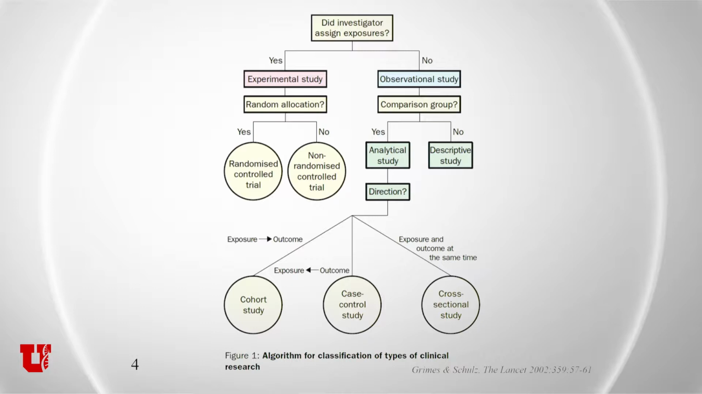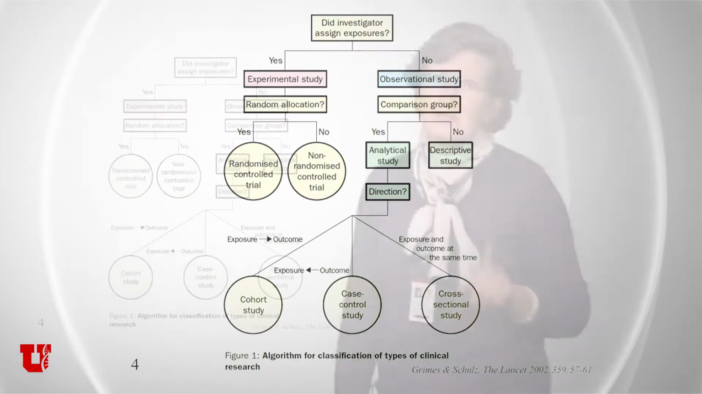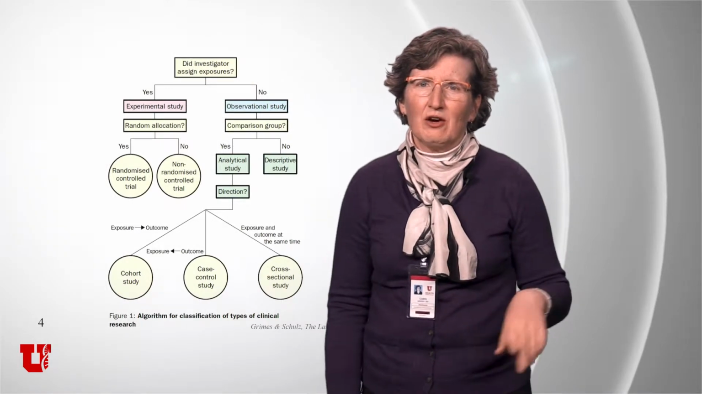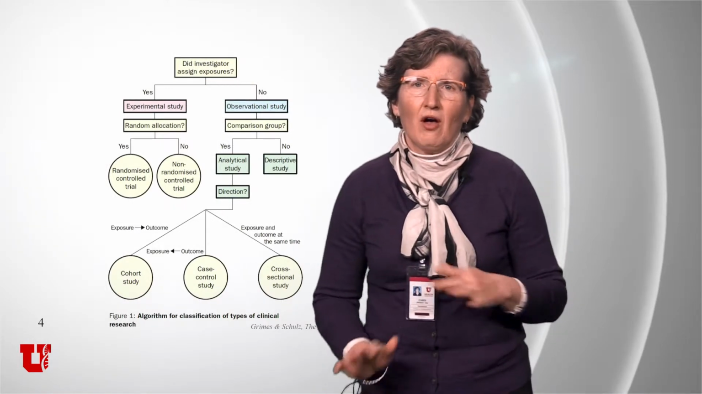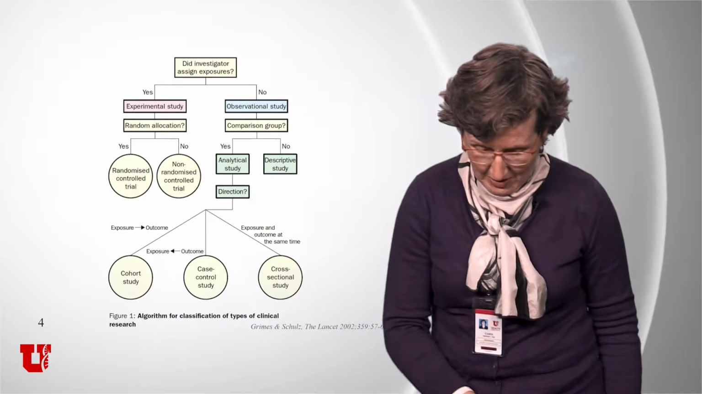These authors, Grimes and Schultz, like to use this concept of direction. So if the direction that you're studying the people is exposure followed by outcome, that's a cohort study. If the direction that you're studying them is outcome followed by exposure, that's a case control study. And if you're doing both at the same time, that's a cross-sectional study. This graphic may not be completely clear to you now, but as we go through this lecture, all of these concepts and terminology will be coming back through.